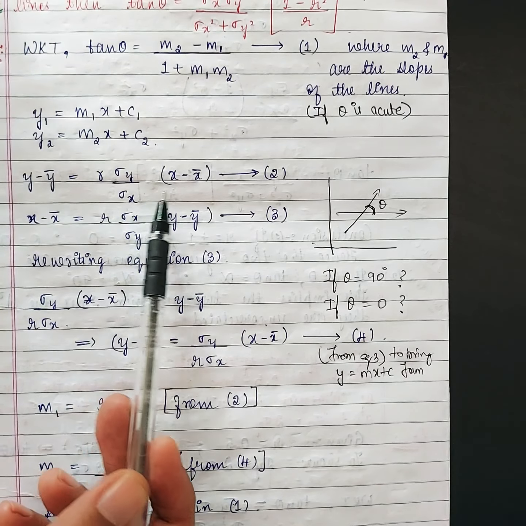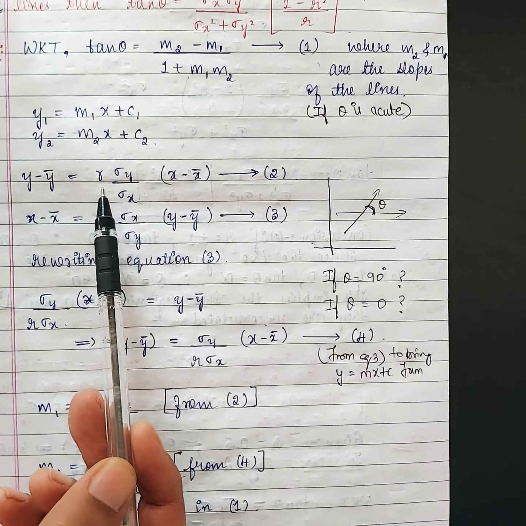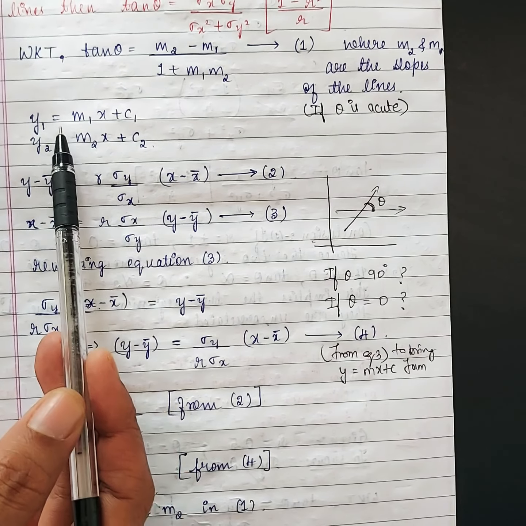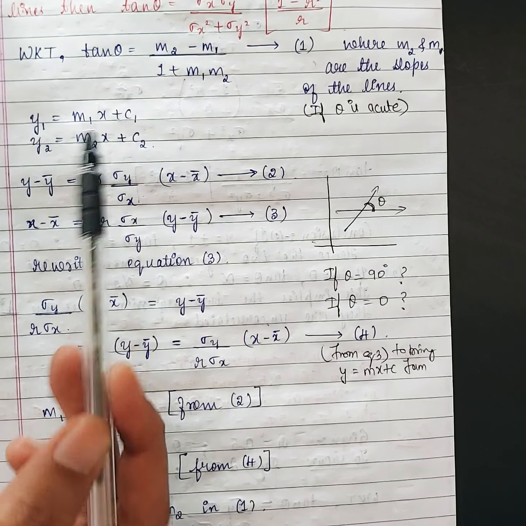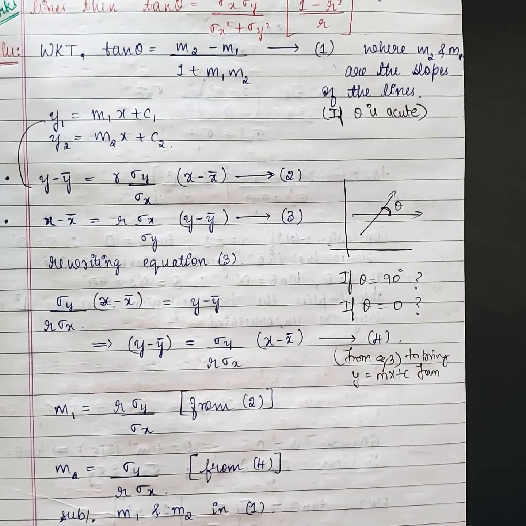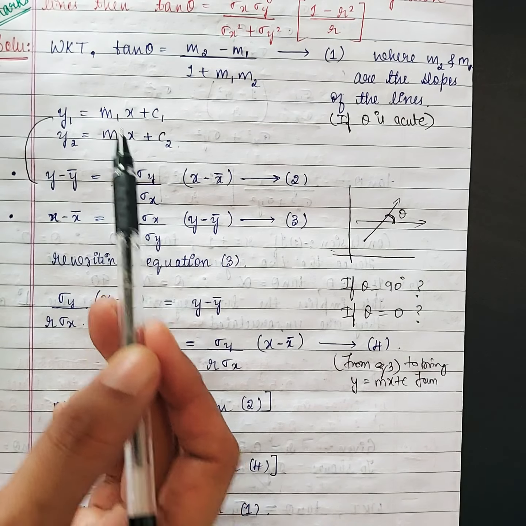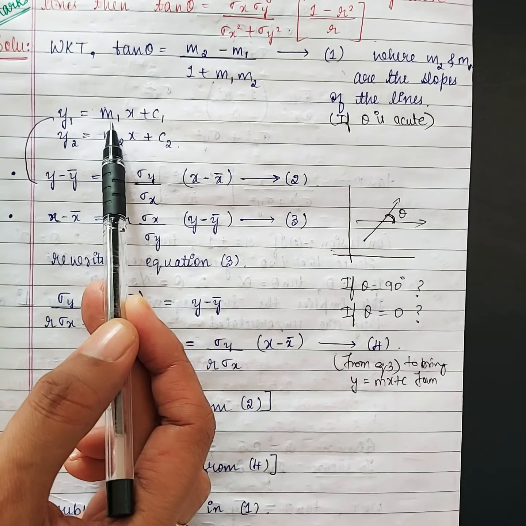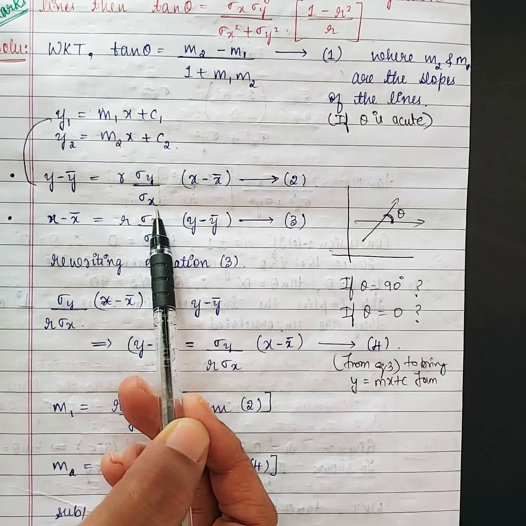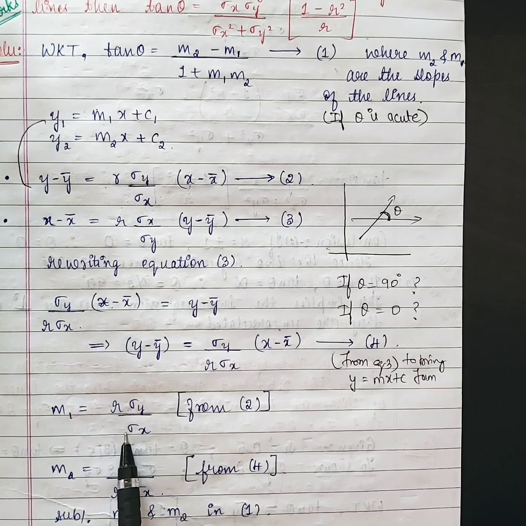y is equal to mx plus c. In the place of m1, what do I have? r into sigma y by sigma x. This is my first slope. So y is equal to m1x plus c1. I am comparing this with this equation, the first equation and the first regression line. So in the place of m1, that is, along with x, m1 is there. Here along with x we have r into sigma y by sigma x. So I have written m1 is equal to r into sigma y by sigma x.